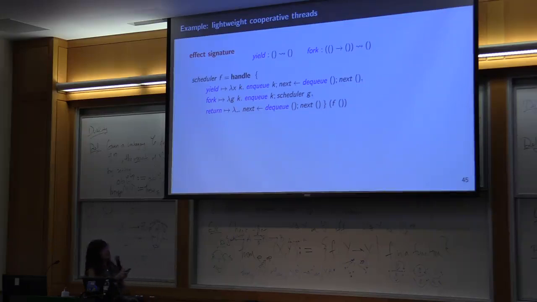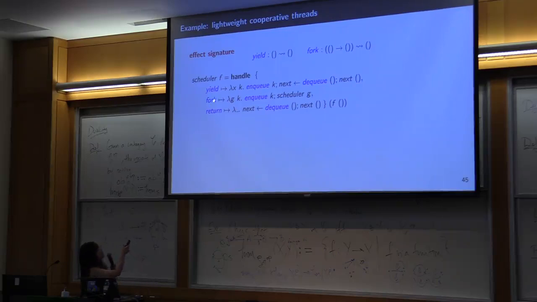And this handler, let's look at it line by line. It's not that complicated, actually. It's just messing with the continuations. We have two effect signatures, yield and fork. Yield means I'm giving up the control of the program, and you can run whatever is currently waiting to be run. And fork means you should run exactly the computation I tell you to run now, and you can put the rest of the continuation into the queue.